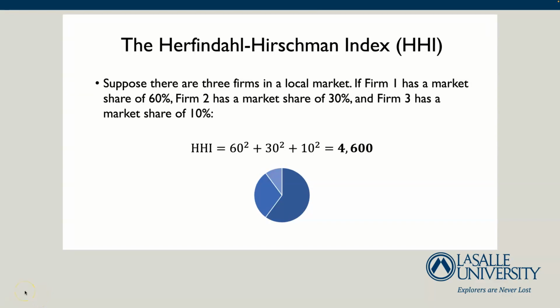Suppose we have three firms in a local market, say one of the ACA marketplaces, for the number of insurers participating in that marketplace. If firm 1 has a market share of 60%, firm 2 has a market share of 30%, and firm 3 has a market share of 10%, then the HHI for that market would be 4,600. And note here that the largest firm has a greater weight in the HHI.